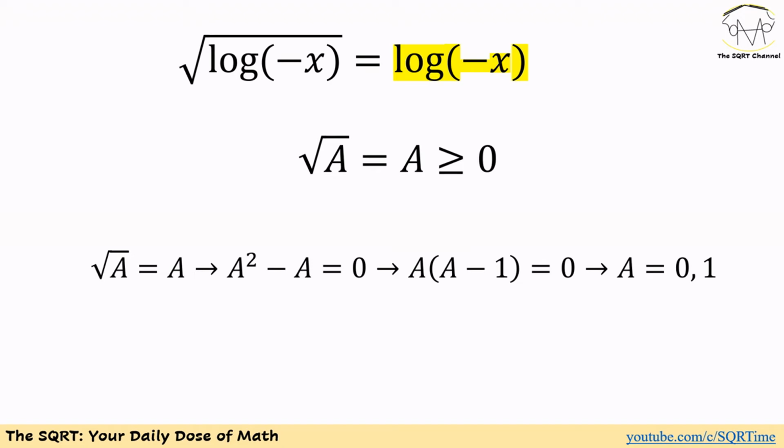This is a simple equation, and to solve it we can just take power of 2 of both sides and then we will have a squared minus a is equal to 0, or a times a minus 1 is equal to 0, and accordingly a can be 0 or 1. Both of these are valid since they are 0 or positive.